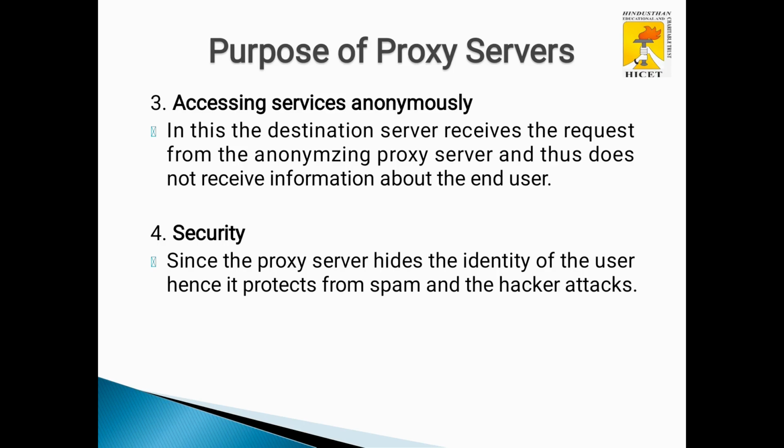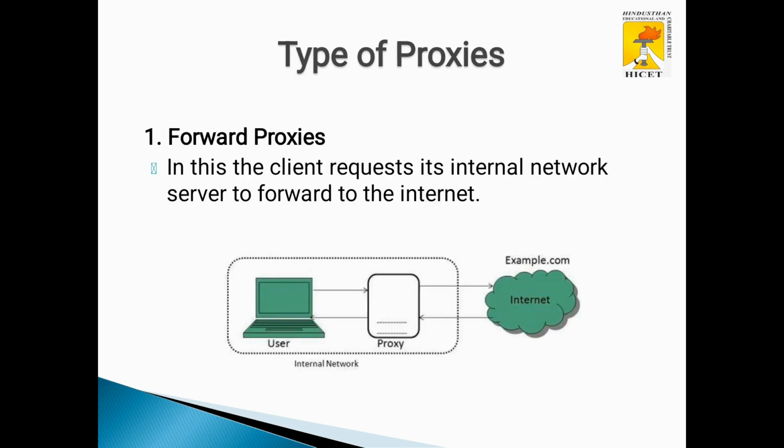Okay. Next, we will discuss about types of proxies. Proxies come in various types, each serving different purposes and offering distinct features. Below are the primary types of proxies. So first one, forward proxies. In this, the client requests its internal network server to forward to the internet. So it acts as an intermediary between client devices and the internet. It forwards client requests to the internet and returns the response to the clients.